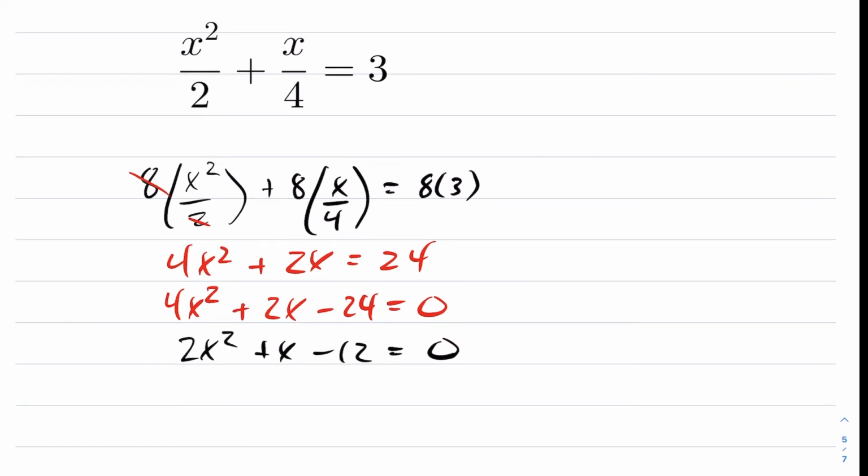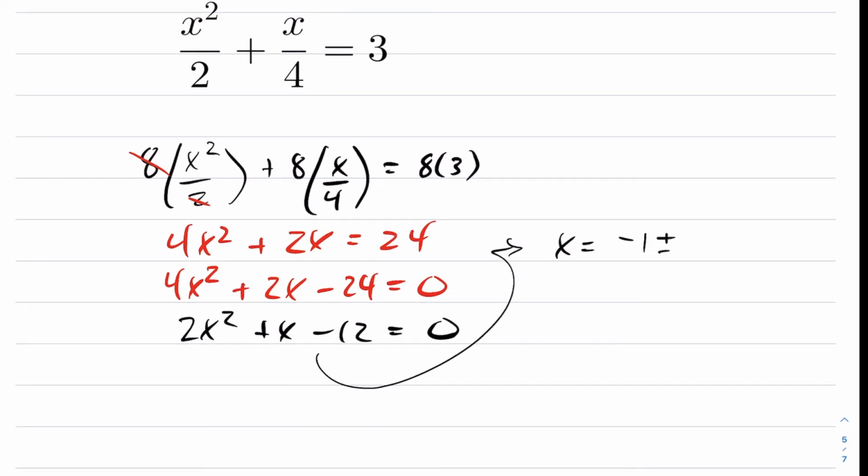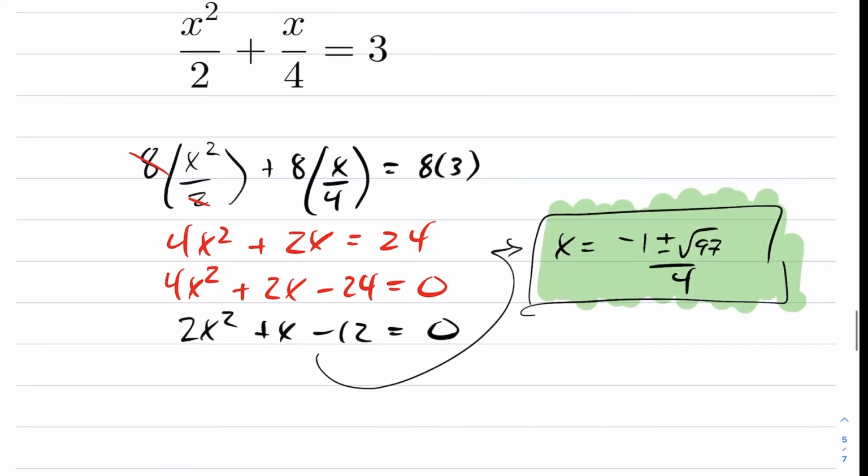And you'll see here, this is the exact same quadratic as we had in the previous example. So your roots are going to be exactly the same, -1 plus or minus the root of 97 over 4, just as before. All right, let's take a look at another example.